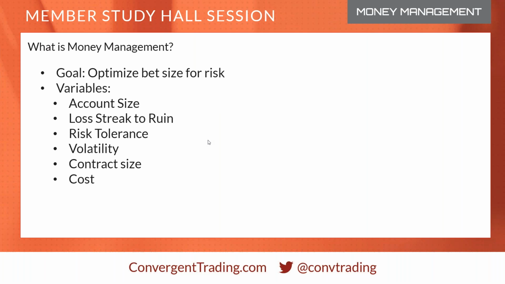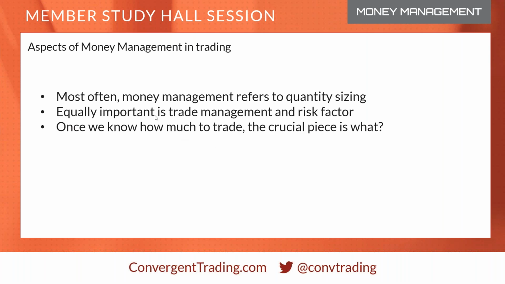And what we're going to do is layer something else, which is more important, that I'll get into here. So first, aspects of money management. Most often, money management refers to quantity sizing. Equally important is trade management and risk factor. Once we know how much to trade, the crucial piece is what? What do you think is the most important thing that we need to figure out once we know what size we need to trade? Anybody?